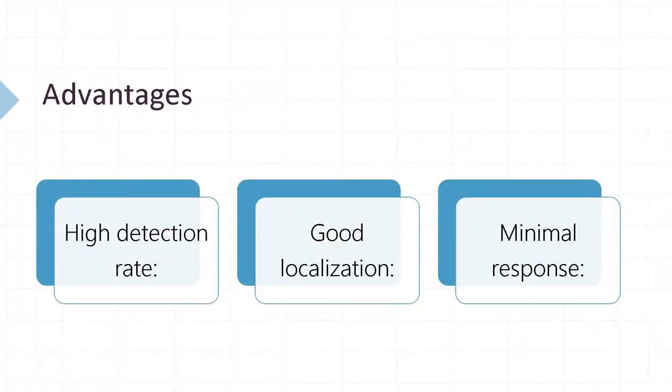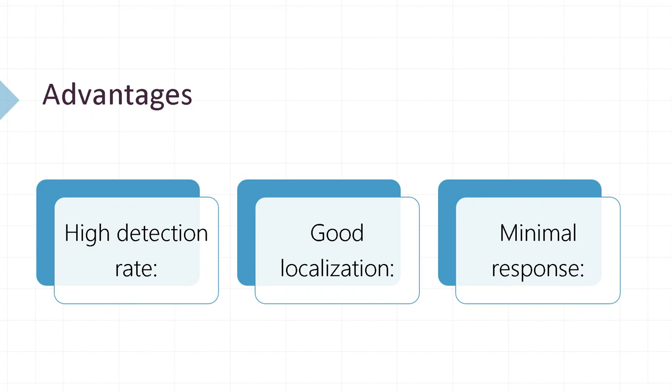Then the advantages of Canny edge detection are a high detection rate, good localization, and minimal response. High detection means Canny edge detection is able to detect a wide range of edges, including both thin and thick edges. Good localization means Canny edge detection is able to accurately locate the edges of objects. And minimal response means Canny edge detection avoids detecting multiple edges for a single actual edge.